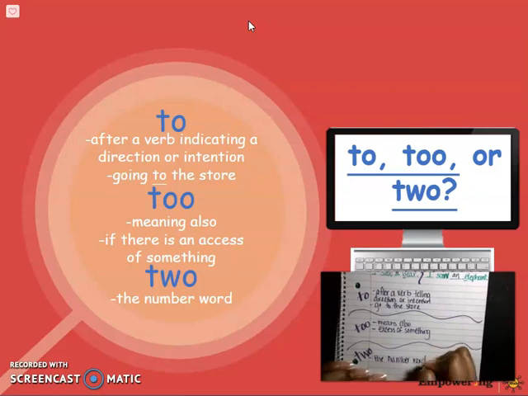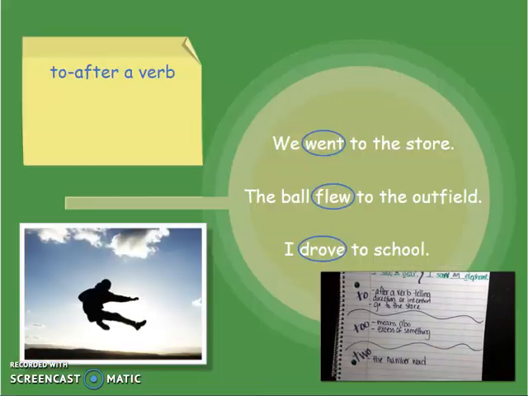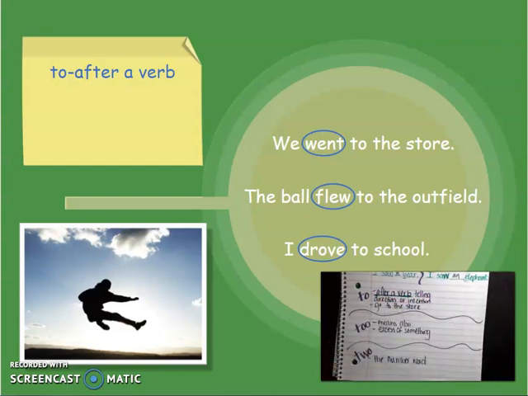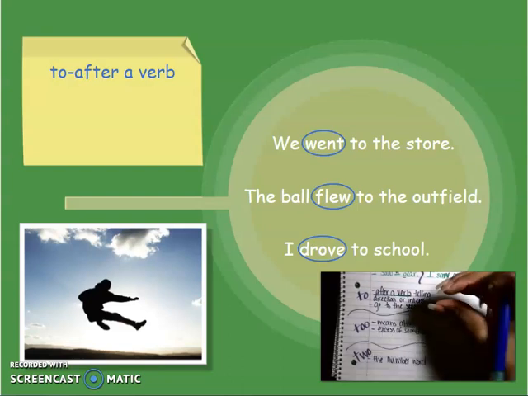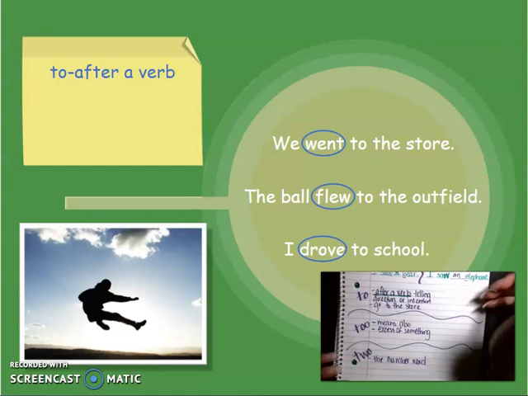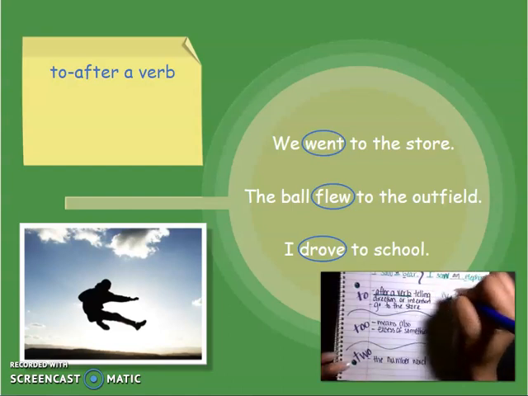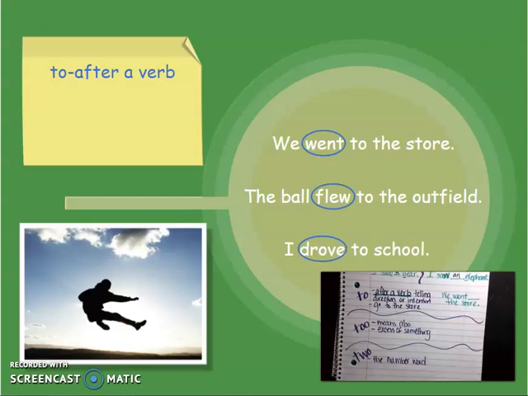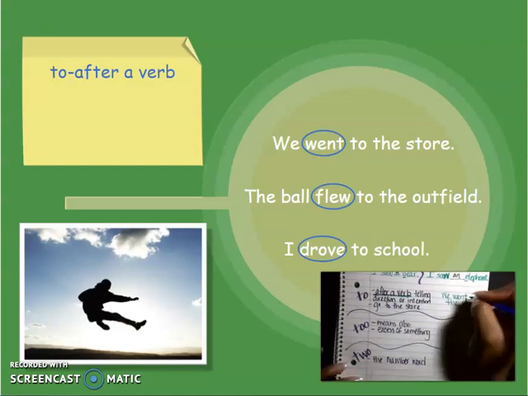Okay? Now we'll have some sentence examples. For this first word, to, T-O, we normally use it after a verb. So this is super important. I want you to underline it. We use it after a verb. For example, we went to the store. Went is the verb, and then to is used immediately after. So I do want you to write, we went to the store. You do not have to write all of the sentences, but I do want just that one there. And then we're ready for the next one.